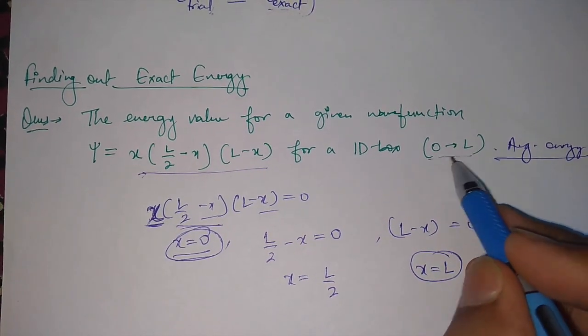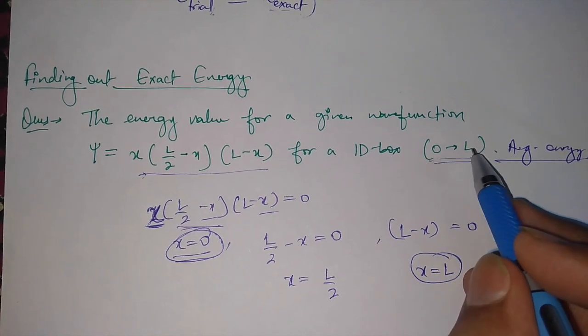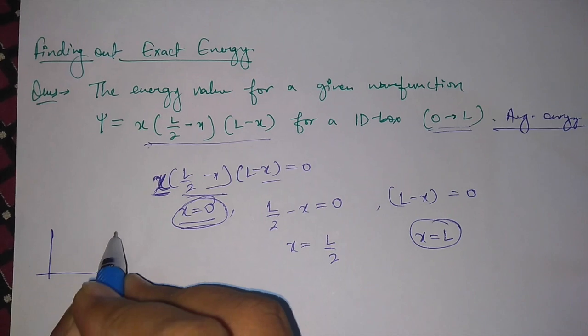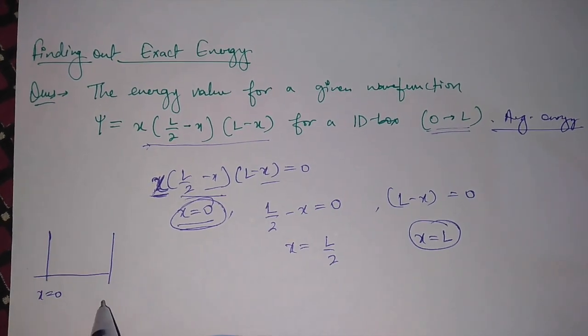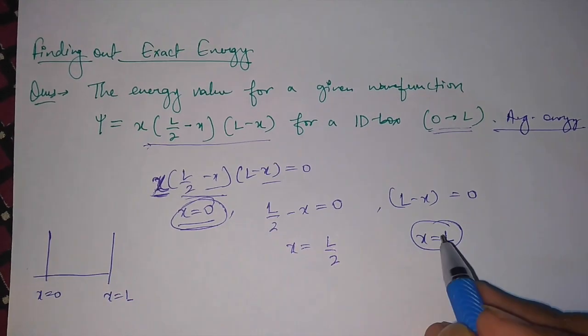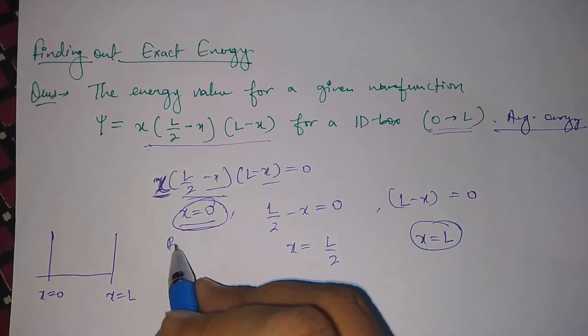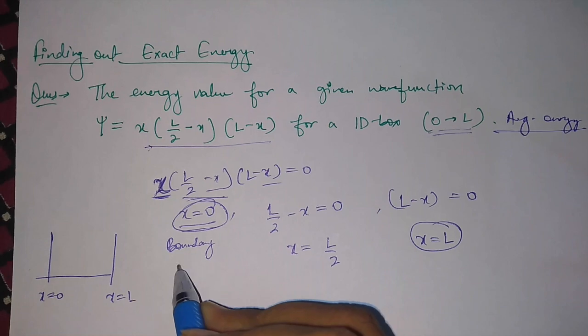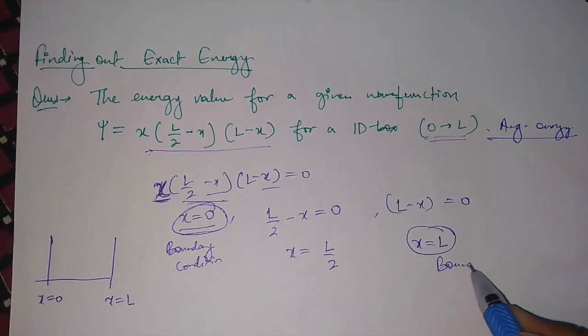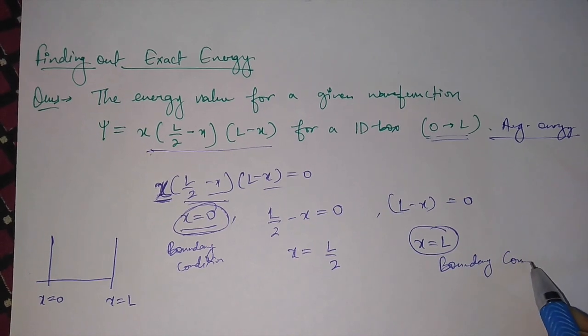Why? Because for a one-dimensional box, it's given that you are taking from 0 to L. So your particle is in the box from x equals 0 to x equals L. Both of these, x equals 0 and x equals L, are boundary conditions.